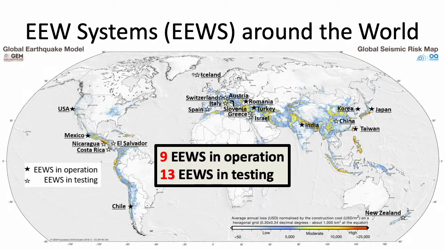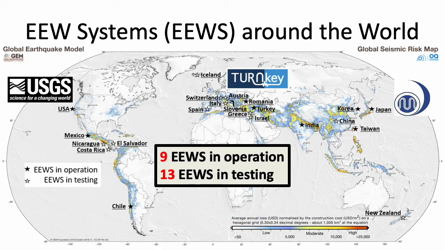So I did a review on earthquake early warning systems back in 2020, and what I found from that was there were about 9 operating earthquake early warning systems across the world and 13 more in testing. Of course, this has been updated in between. For example, Israel now has an operational system in place.